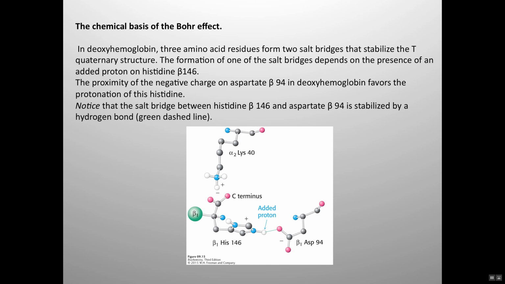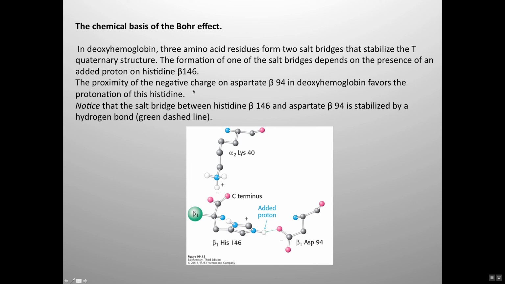So what's the actual chemical basis of the Bohr effect? In deoxyhemoglobin, there are 3 amino acid residues which form 2 salt bridges that stabilize the T state, this T quaternary structure. And the formation of one of the salt bridges depends on the presence of an added proton on histidine in the beta subunit at position 146. So here's a histidine, and this is a protonated histidine. To form this salt bridge, it has to be protonated here.